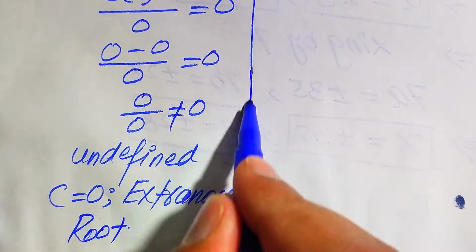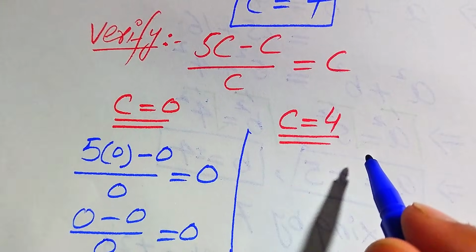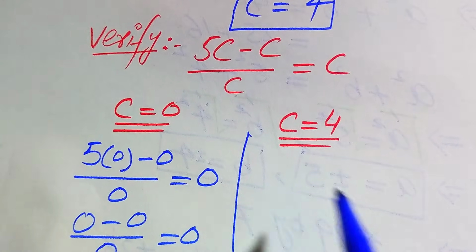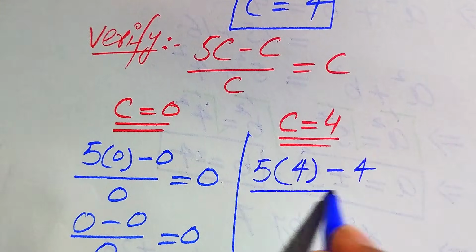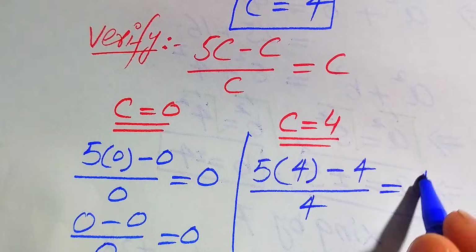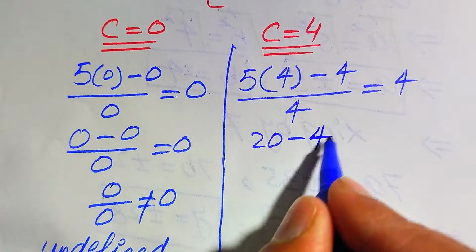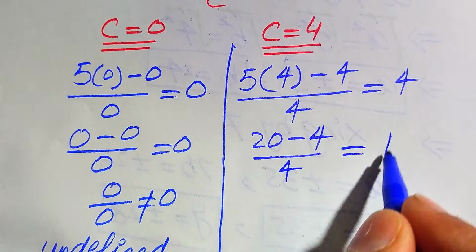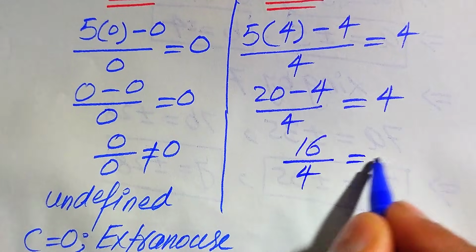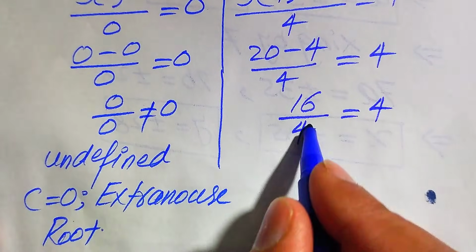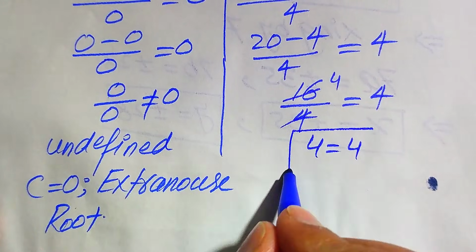Now we move towards the second root of the given equation. Our second root is c equals to 4, and when we put c equals to 4 on both sides, it becomes 5 times 4 minus 4 divided by 4 is equal to 4. So 5 times 4 becomes 20, minus 4 divided by 4 is equal to 4. 20 minus 4 becomes 16, divided by 4 is equal to 4. And 16 divided by 4 becomes 4, so we get 4 equals to 4.